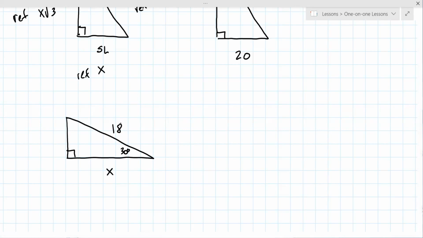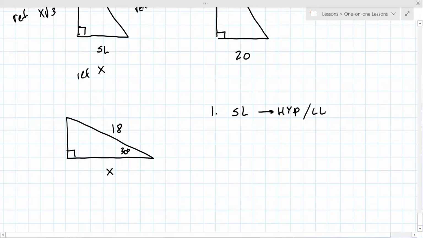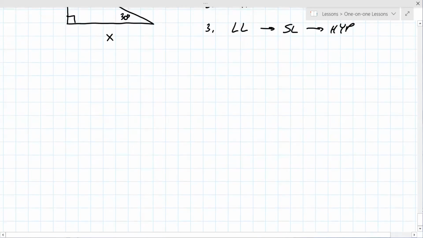It is. Okay, so there are three types of problems that you're going to see. Short leg to find the hypotenuse. Actually, there's more than this, but the short leg can be used to find the hypotenuse and the long leg. The second type of problem, and these are increasing in order of difficulty, is hypotenuse to find the short leg to find the long leg. Actually, you would go short leg to long leg. And then you can get the long leg, and then you always go short leg and then to hypotenuse.